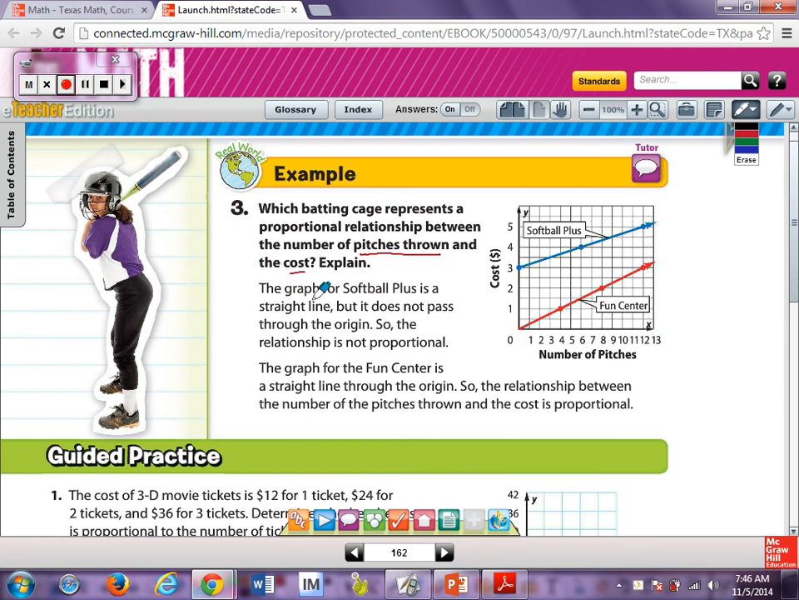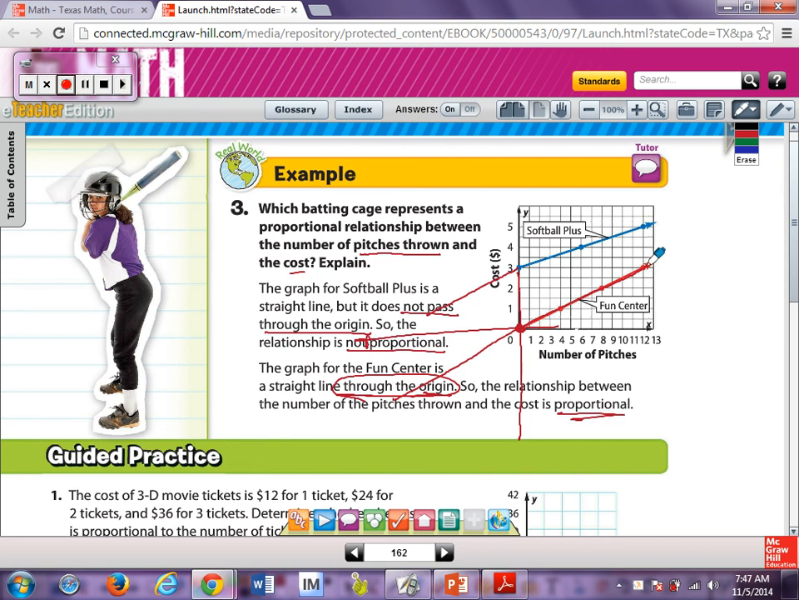And it says here, the graph for Softball Plus is a straight line, but it does not pass through the origin. That's a good first sign right there, telling us what we have. So the relationship is not proportional. That makes sense. The graph for the Fun Center is a straight line through the origin. Very important there. So the relationship between the number of pitches thrown and the cost is proportional. And that's obvious right here. This line goes right here through the origin. This one cuts up here through the y-axis, somewhere above 0. If I continue my axis, that's what it would look like.